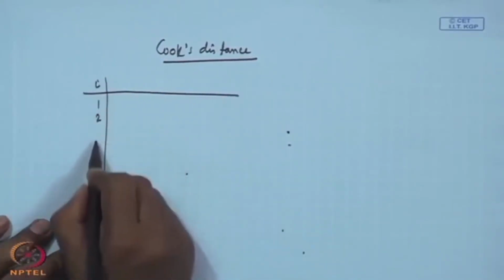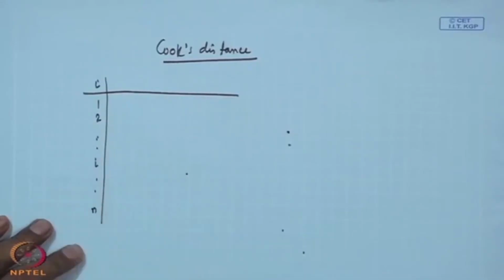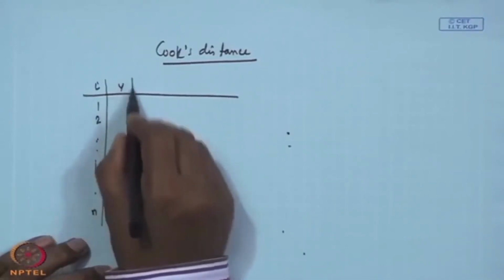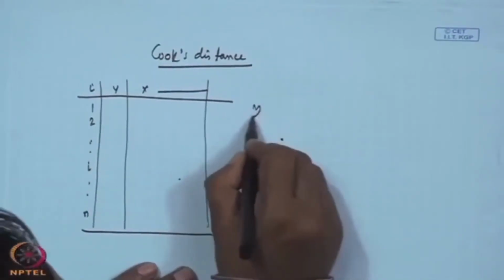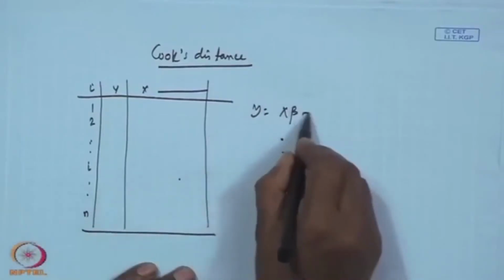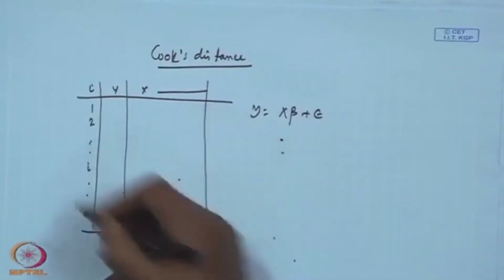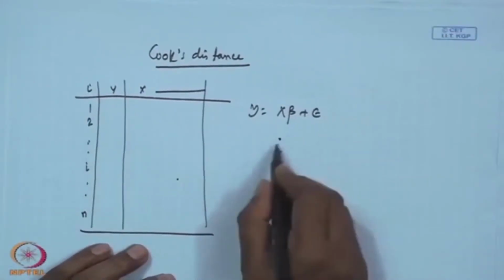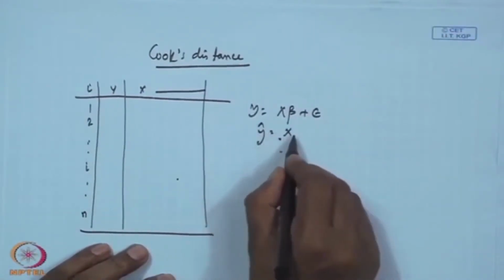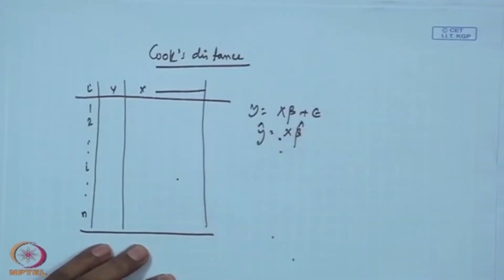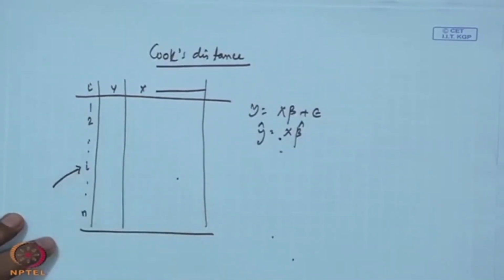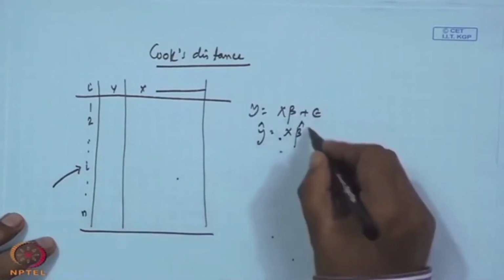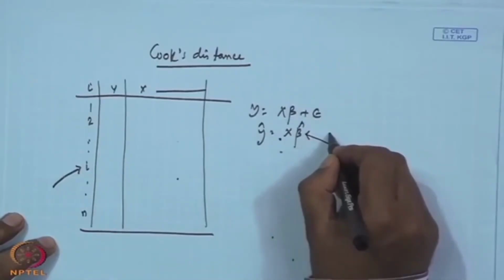So, i equal to 1 to n. So, n observations are there, your y values are there and x values are there, fine. And you have used the regression equation like this, y equal to x beta plus epsilon, and using all the observations you have computed y cap equal to x beta cap. Now, what is our interest? Our interest is, we want to know whether the ith observation is influencing the regression estimate or not.